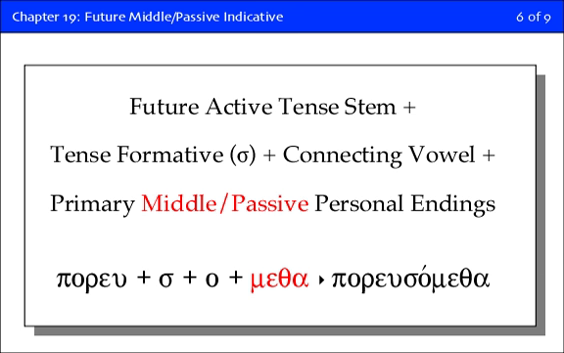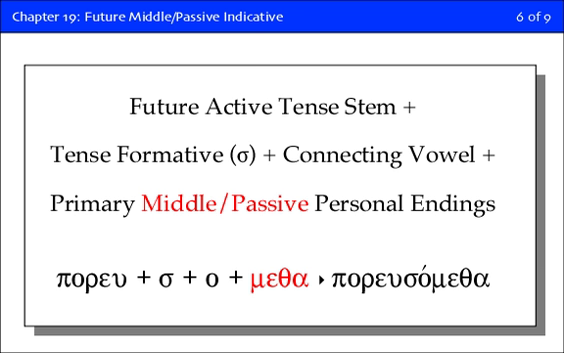Okay? How do you form the future middle? Let's talk about the form first, then we'll talk about its meaning. Well, it's simple. You take the future active tense stem. See, there's going to be a future passive tense stem. It's the sixth tense form. So that's why I have to keep saying future active. You take the future active tense stem, you take a tense formative, you take a connecting vowel, big deal, but then you take primary middle passive endings.